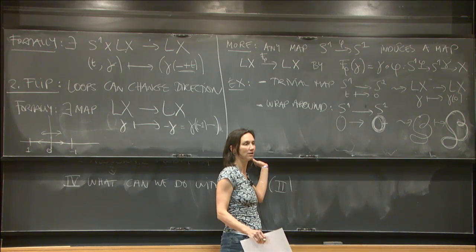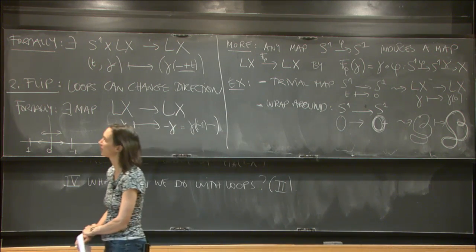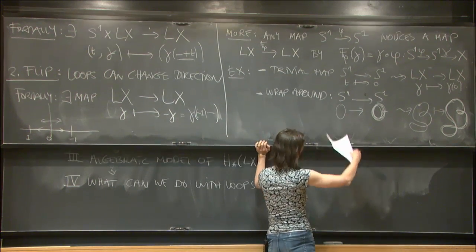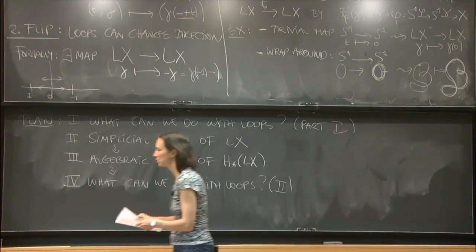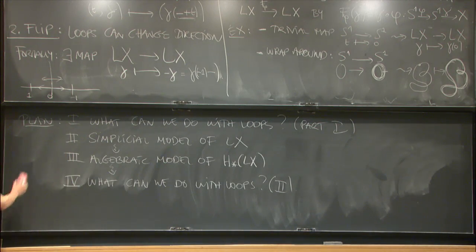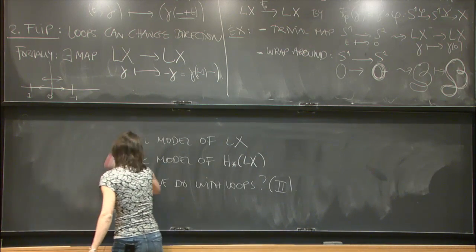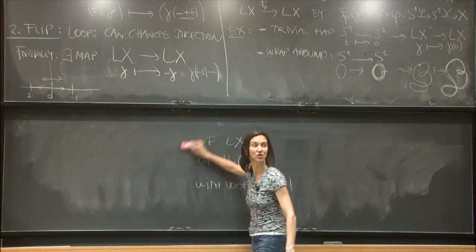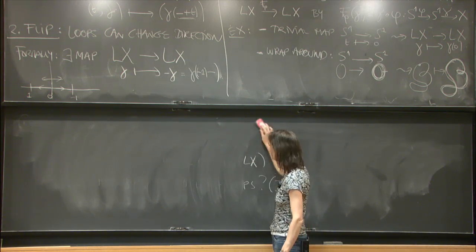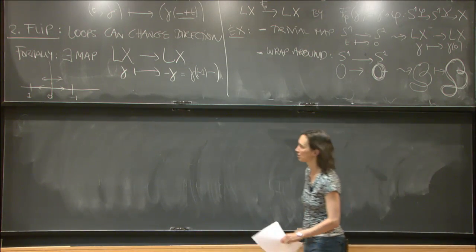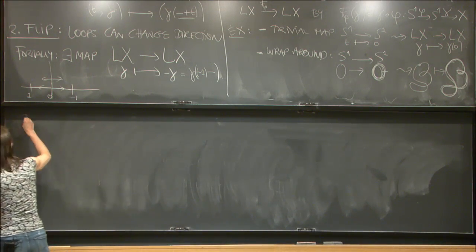Sorry, when we talked about rotations of loops, why did we consider a map from S1 across the loop space? Ah, yes, because I like to think of it this way. At some point I will want to get to homology, and then I really want to think of the interesting part of it, which is to take the whole of S1 at once. So that is why I want to think of them together.